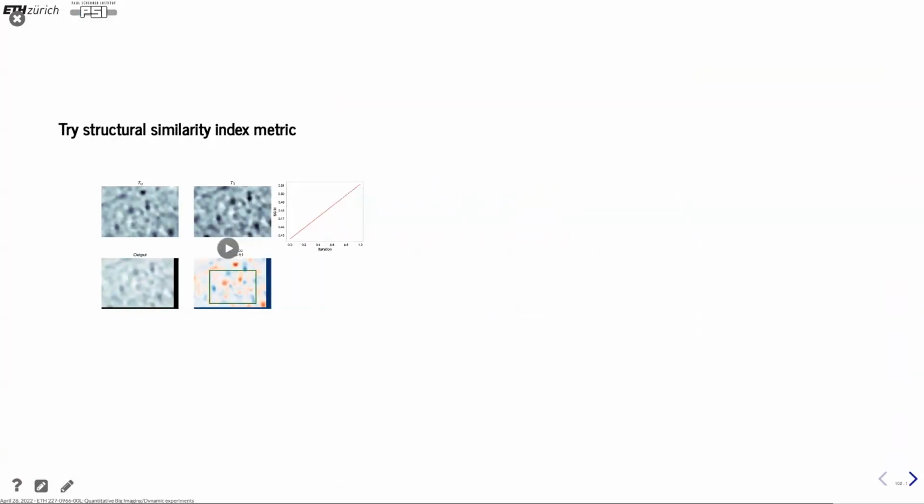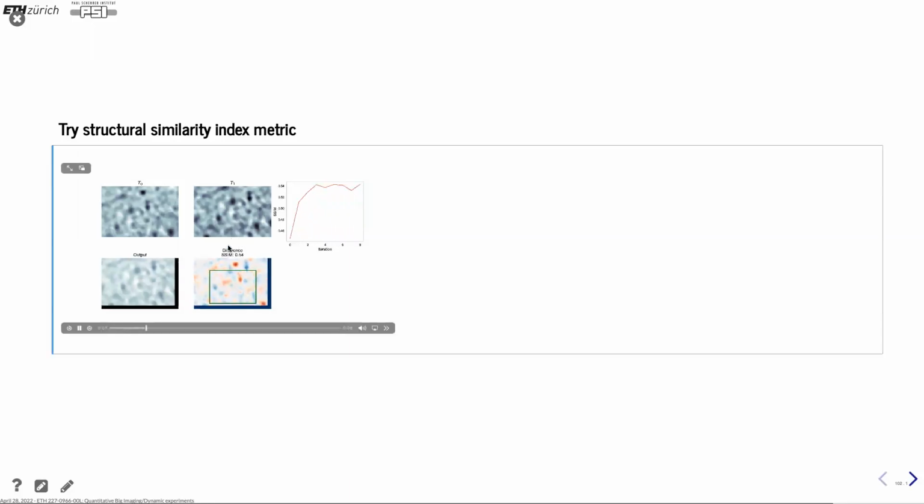But we can also work with structural similarity index. And you can see that it converges pretty quick, and then it stays on a certain position. But this position is not ideal. It's trapped in a local minimum, because you can see here that there is still a displacement in the error curve.